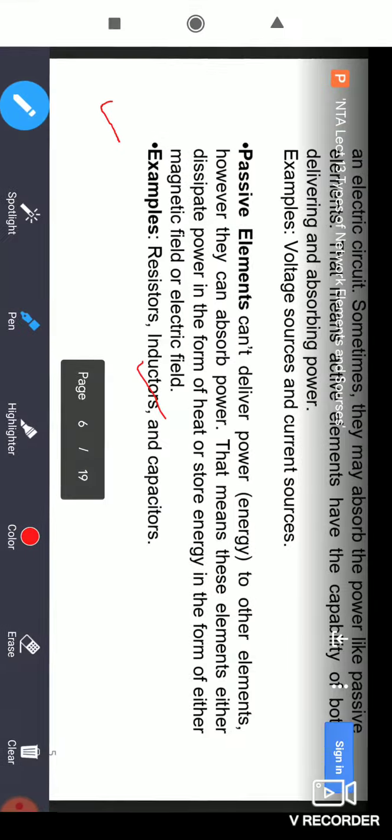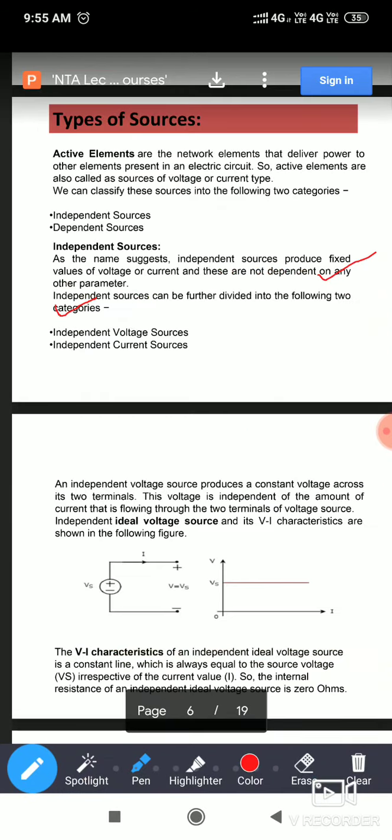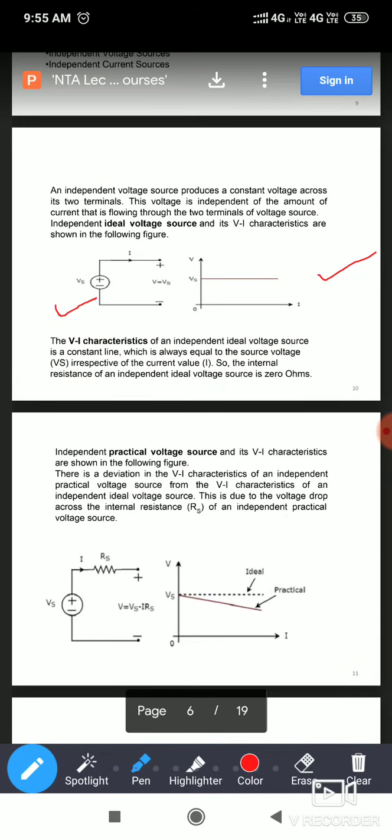So what is the characteristic? Voltage versus current, or voltage versus time if you are taking. So that graph will be constant. The value of Vs remains constant. Okay. So below here, this is given as a practical voltage source.